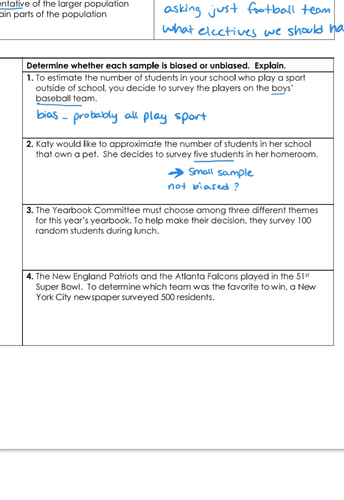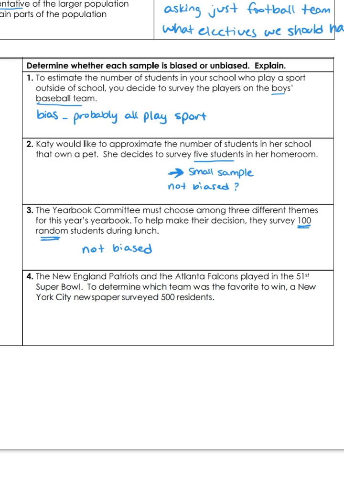The yearbook committee must choose among 3 different themes for this year's yearbook. To help make their decision, they survey 100 random students during lunch. So the keyword here is random. So we're going to say that is not biased, and it's a decent survey size. We're going to talk about kind of the 10% rule. You generally want a 10% survey, but we'll say that's good for now.